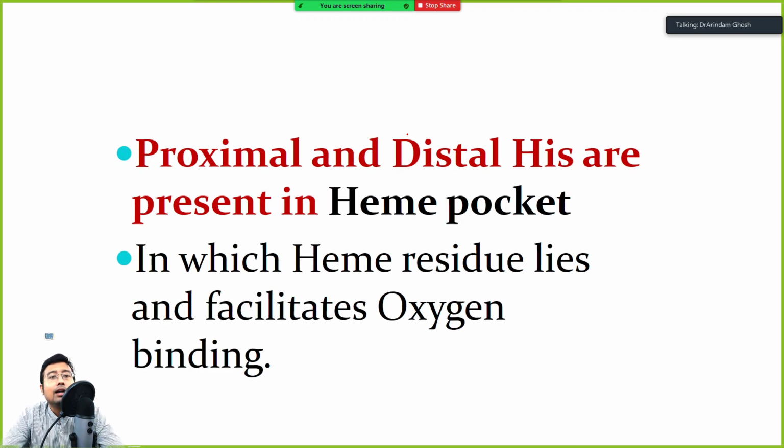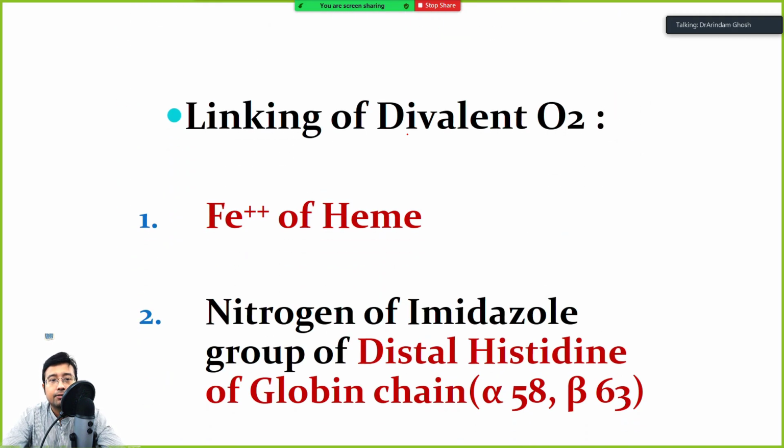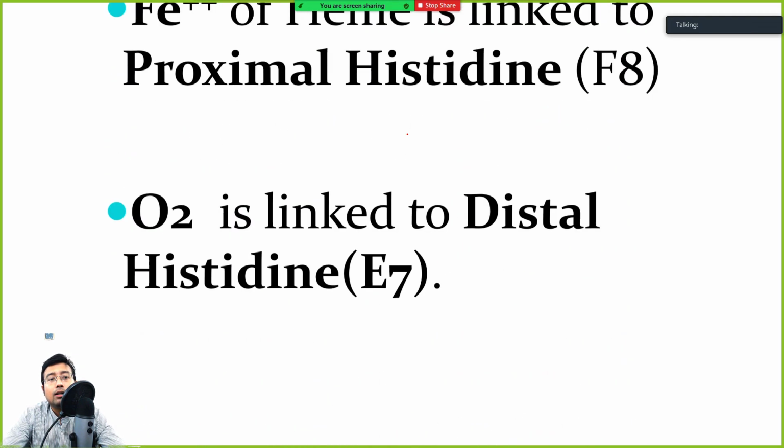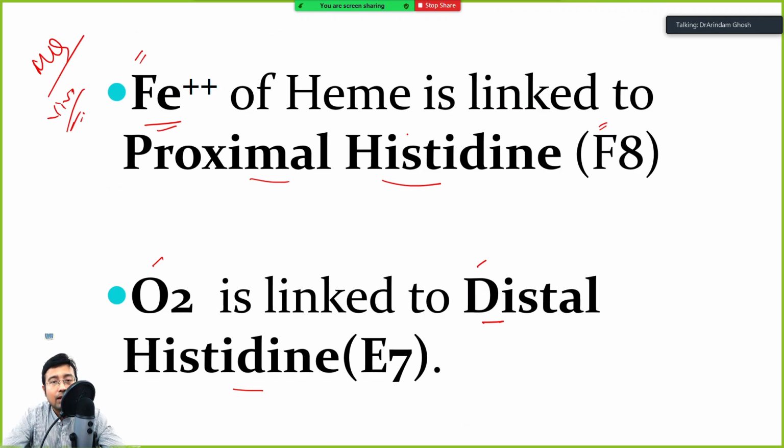See, again same thing. Proximal and distal histidine are present in the heme pocket. What do they do? They facilitate binding of oxygen, right? So linking of divalent oxygen. Now this is important. So I told you, the proximal histidine is related to iron.